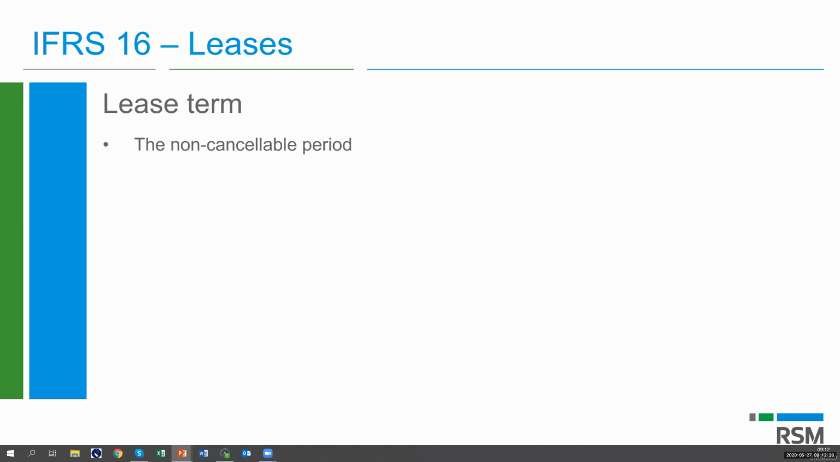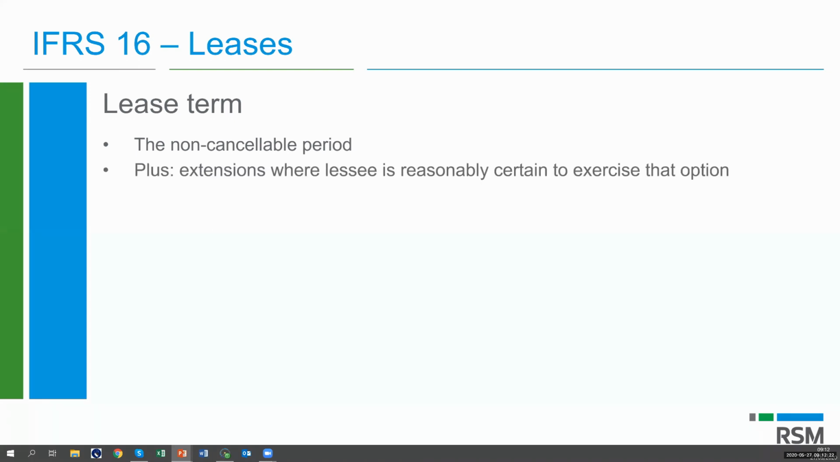However, what needs to be taken into account as well is any possibility of extension where the lessee is reasonably certain to exercise that option. So where most leases would say, okay, it's a 3-year lease and you can extend that for a further 2 years, or it's a 5-year lease and you can extend that for another 5 years, or whatever it is. That extension period also needs to be taken into account as part of your lease term, if you're reasonably certain that you're going to exercise that option at the end of the lease.